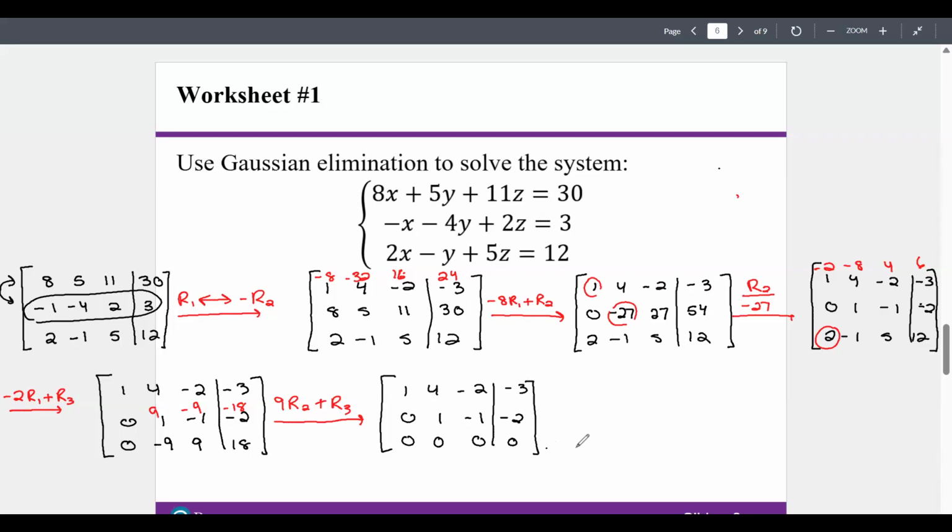So we got the situation once again where we got 0z equals 0. So z is going to be independent. This is telling me that I have y minus z equals -2. And this is telling me that I have x plus 4y minus 2z equals -3. To make sure everything looks correct, yes.